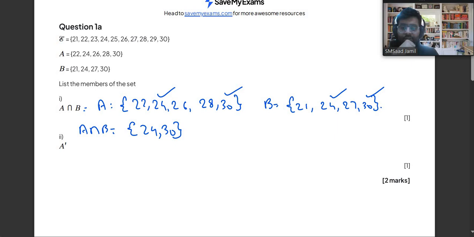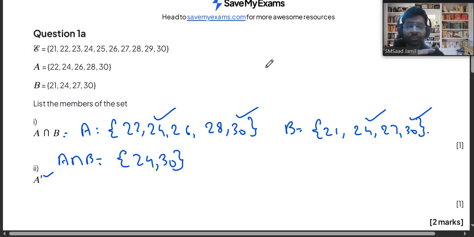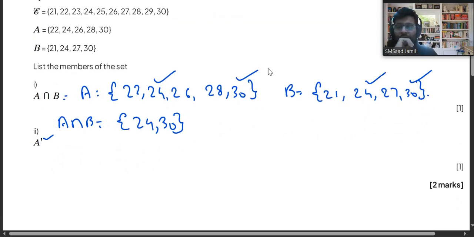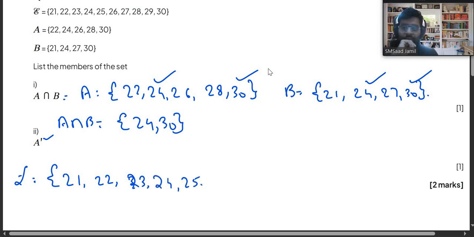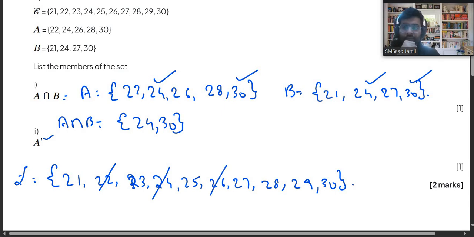The next question says find A complement. Whenever you have this symbol, it means complement. Complement means that you will write all the elements excluding A, without A. So if I write the universal set, in the universal set I have 21, 22, 23, 24, 25, 26, 27, 28, 29, 30. Now in set A I have 22, so I will remove 22. I have 24, I will remove 24, I will remove 26, I will remove 28 and I will remove 30.